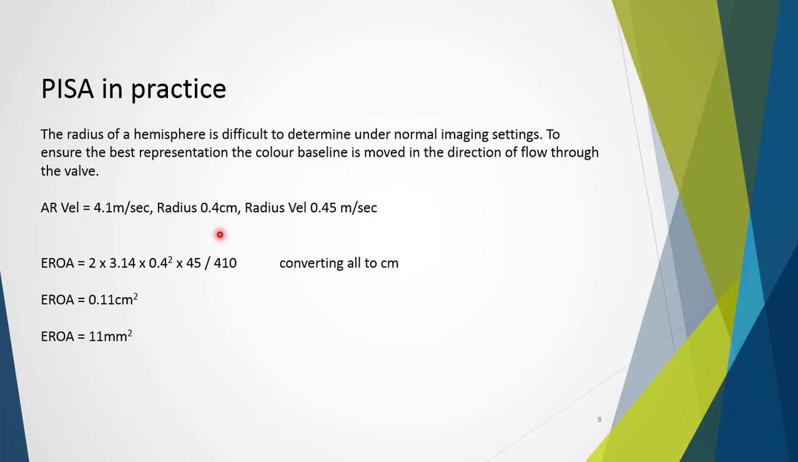The radius that we measured from the leaflets to the first aliasing dome is 0.4 centimeters, and the velocity at which the aliasing occurred, by looking at the color scale on the side of the screen, was 0.45 meters per second. Throwing it into our calculation and making sure we convert the centimeters, we get an effective orifice area of 0.11 centimeters squared, or 11 millimeters squared.